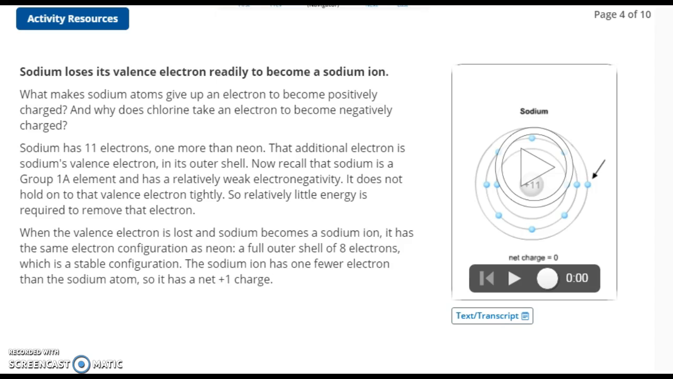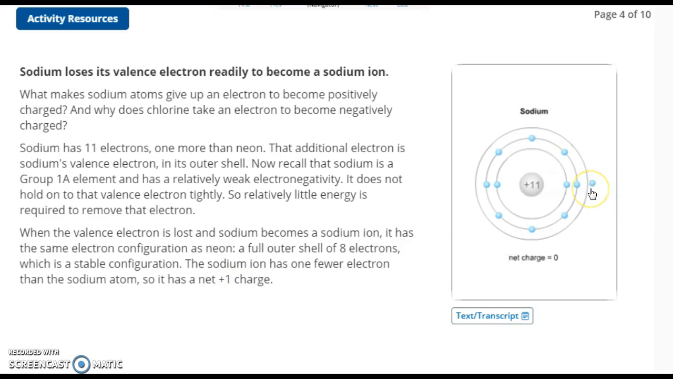When the valence electron is lost and sodium becomes a sodium ion, it has the same electron configuration as neon, a full outer shell of 8 electrons, which is a stable configuration. The sodium ion has 1 fewer electrons than the sodium atom, so it still has 11 protons, but now it has 10 electrons. 11 minus 10 gives it a +1 charge.